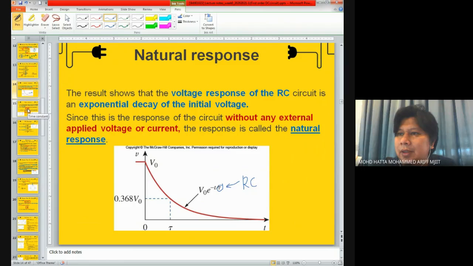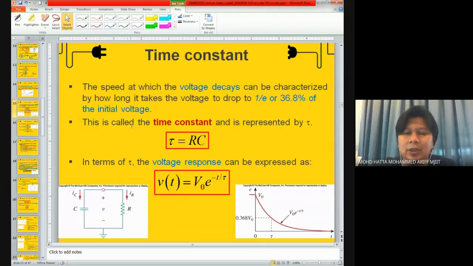All right, maybe we get into this slide to get to know tau better. The time constant, or tau, is the speed at which the voltage decays and can be characterized by how long it takes for the voltage to drop to 36.8% of the initial voltage. So this is what is meant by the time constant, or tau. If you don't remember, it's also okay. But in the following years, maybe second year, third year, you will remember later on.